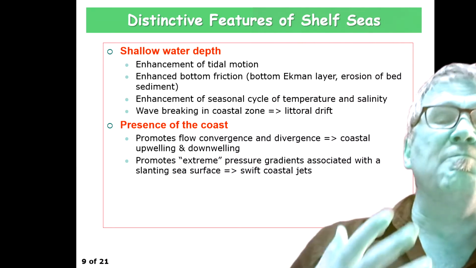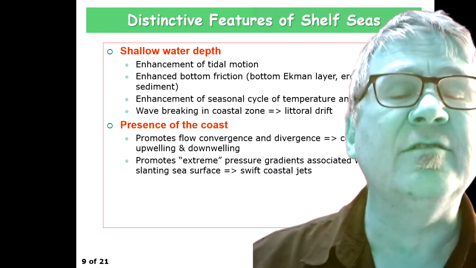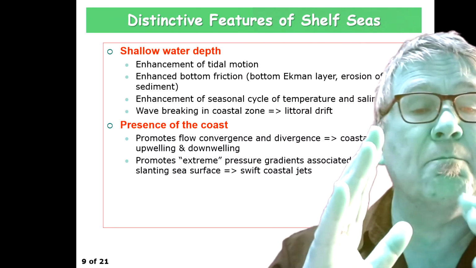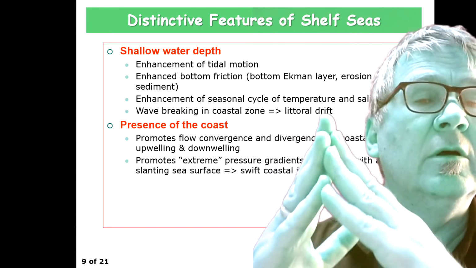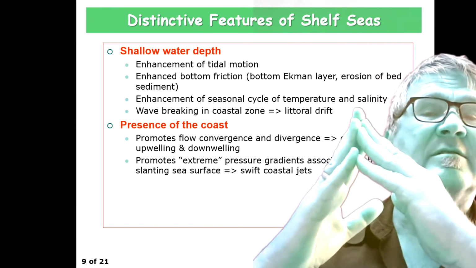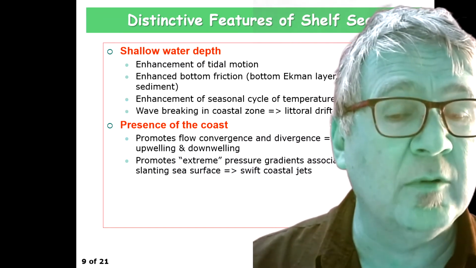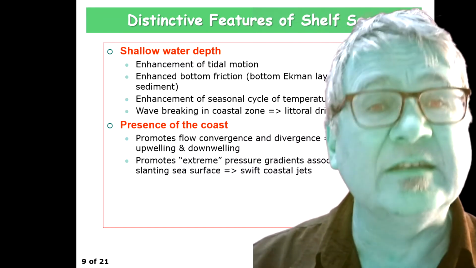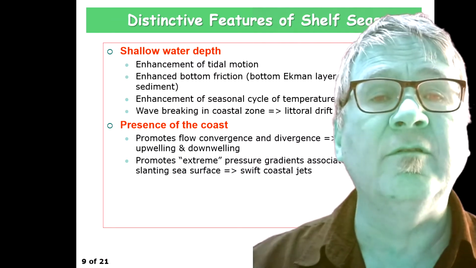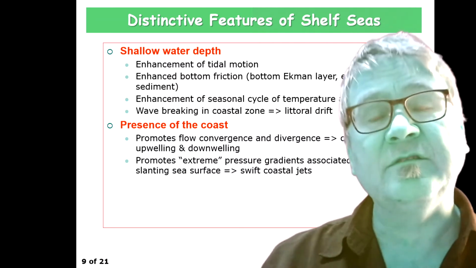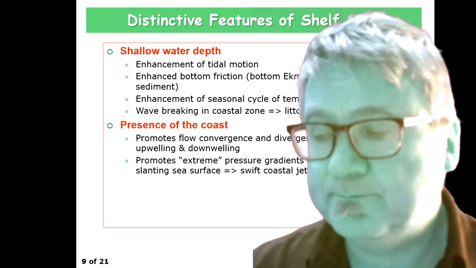It promotes extreme pressure gradients associated with a sloping sea surface, because the water can pile up against the coast and produce very strong geostrophic coastal jets. That's why the coast is so significant. You also will learn that the coast supports the creation of coastal Kelvin waves. These are waves that actually propagate along the coastline.